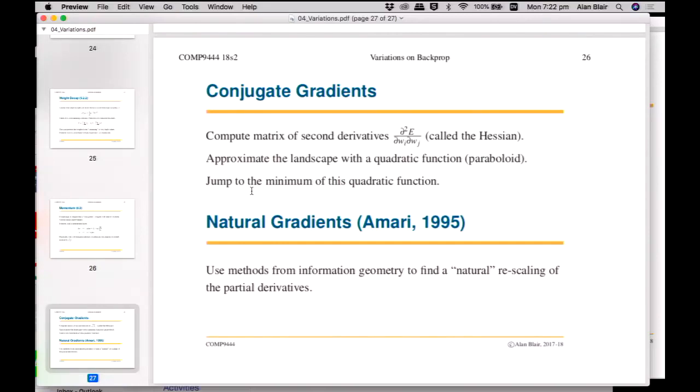How many layers and how many nodes do we have? There's no theoretical way to do it. You just have to try it and see what happens.